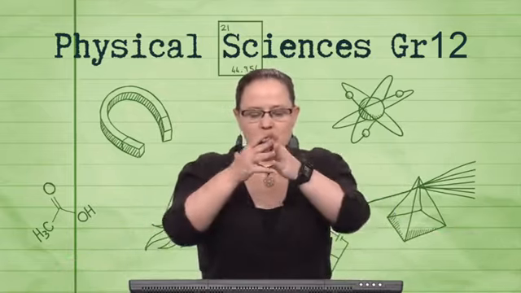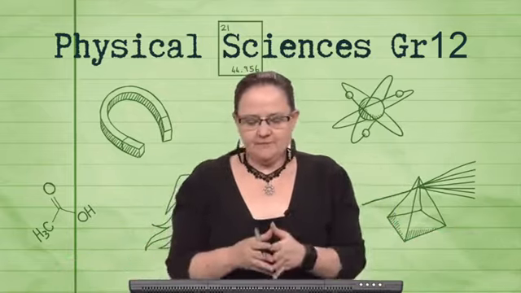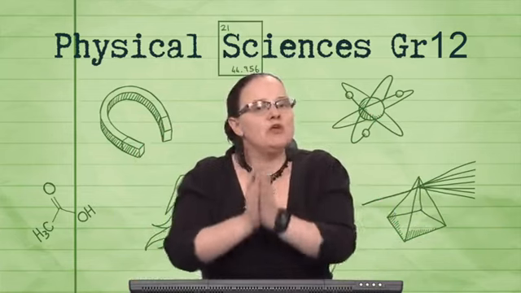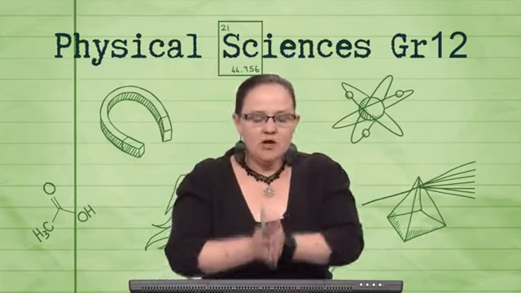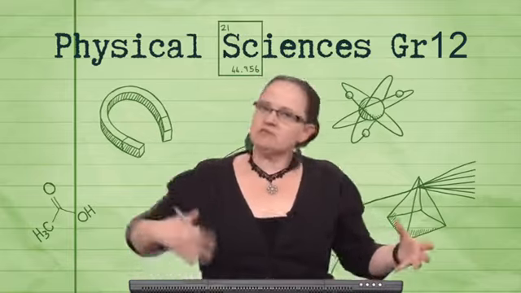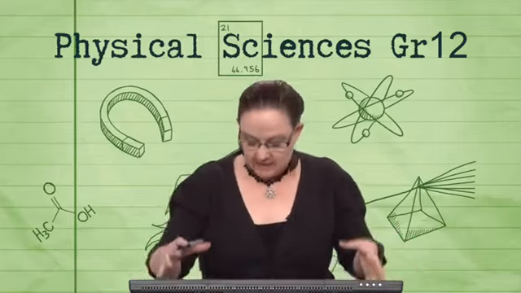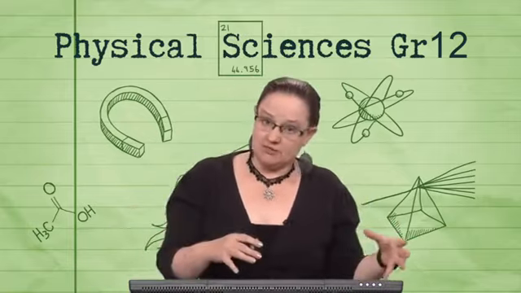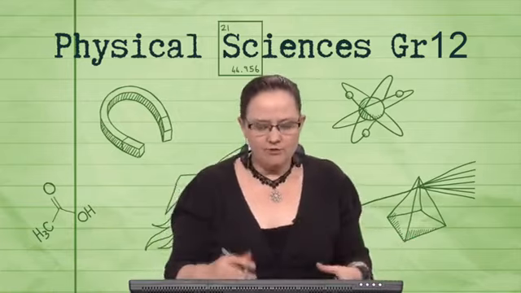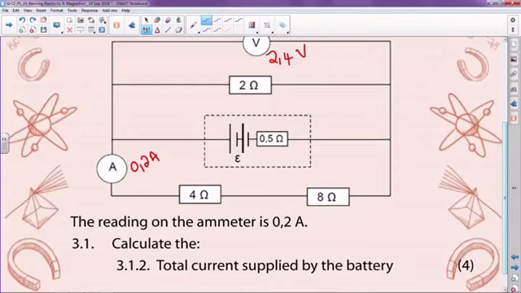Grade 12s, with a question like this there's always more than one way to answer it. So please, if you've got your answer another way around, don't worry about it. I'm just trying to show you the simplest way. Now we know that the current that goes through the 4 and the 8 is 0.2 amps. If I can find the current that goes through the 2 ohm resistor, I can simply add the two together. That's why they asked you to calculate the total, the V.